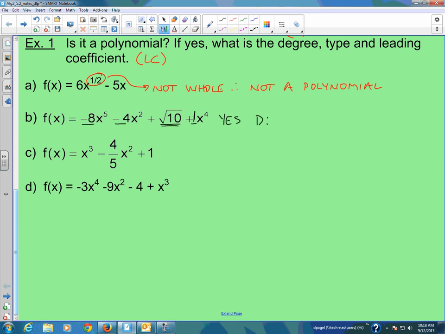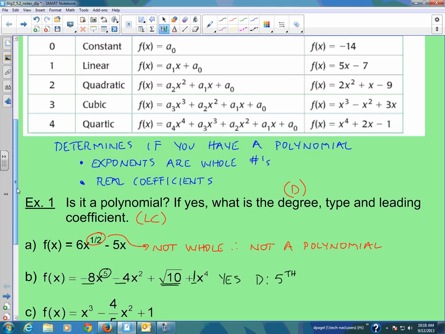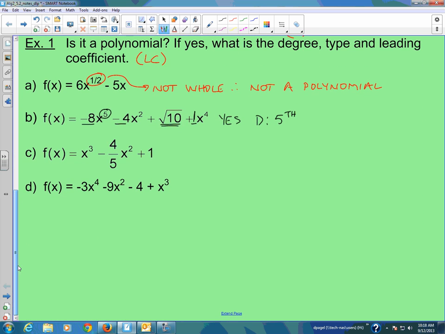What is the degree of the function? So the degree is the highest power that we see. So I have a 5th degree. And in terms of the type, we said a 5th degree was a quintic. Going back, actually up here we only went to 4th, but a 5th degree is called a quintic, which is a 5th degree function. What is the lead coefficient?